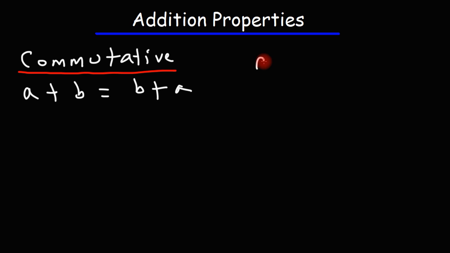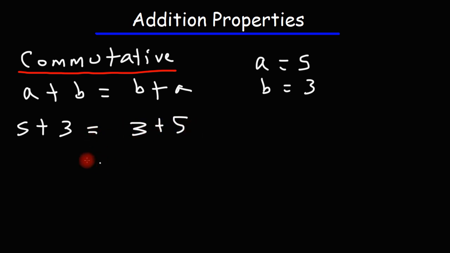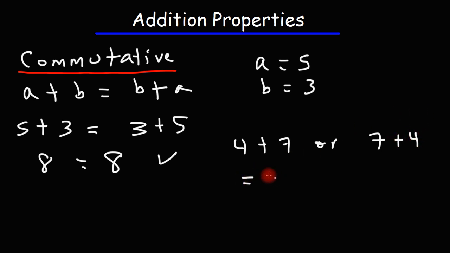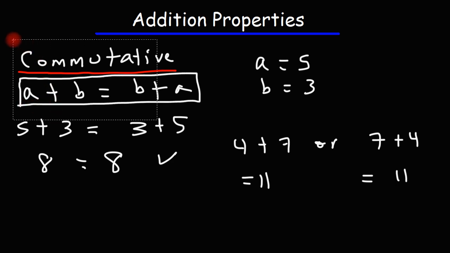So let's say A is 5 and B is 3. 5 plus 3 and 3 plus 5 will give us the same value. 5 plus 3 is equal to 3 plus 5. If we add 5 to 3, we get 8. If we add 3 to 5, we also get 8. The value remains the same. So for instance, if we add 4 plus 7 or 7 plus 4, we're going to get the same answer. 4 plus 7 is 11, and 7 plus 4 is also 11. So that's the basic idea behind the commutative property of addition. A plus B is equal to B plus A.